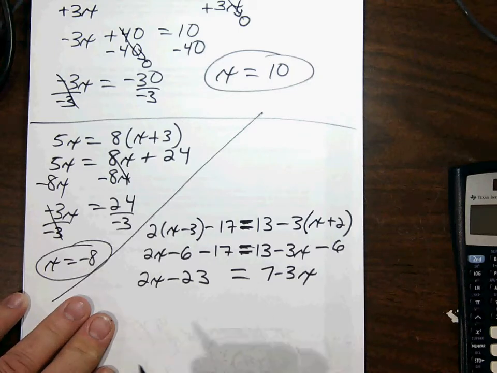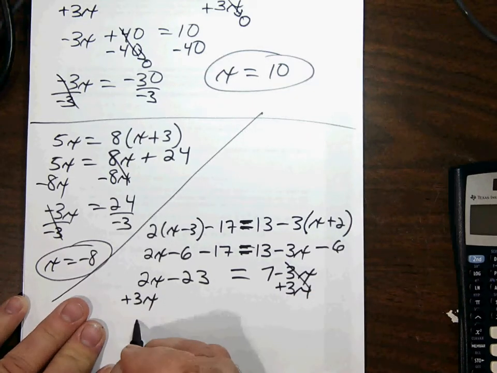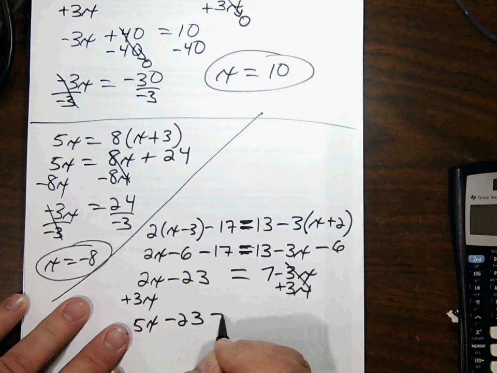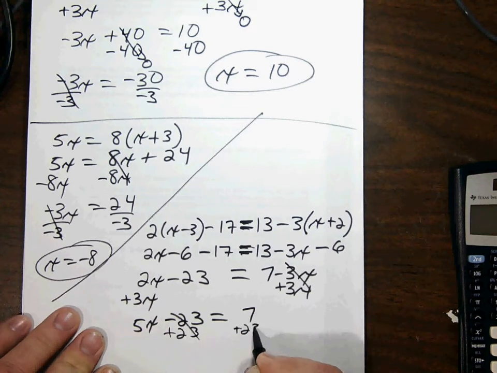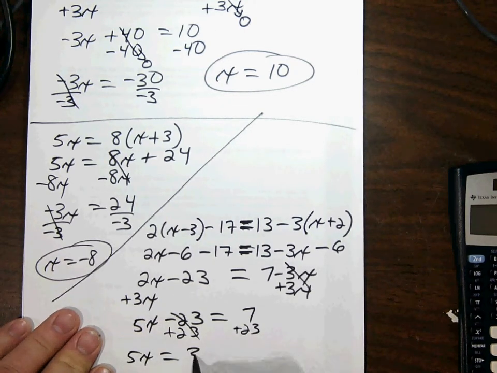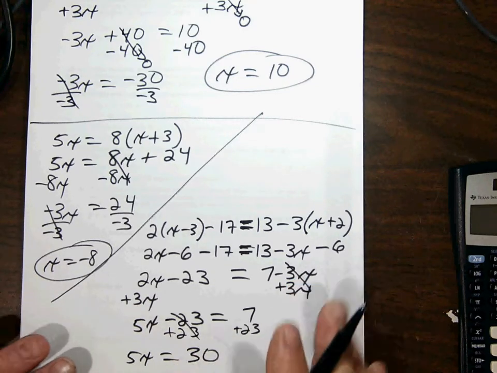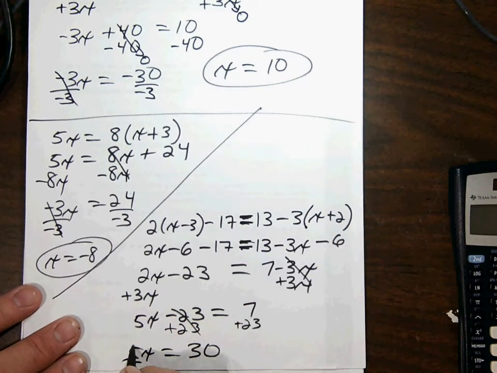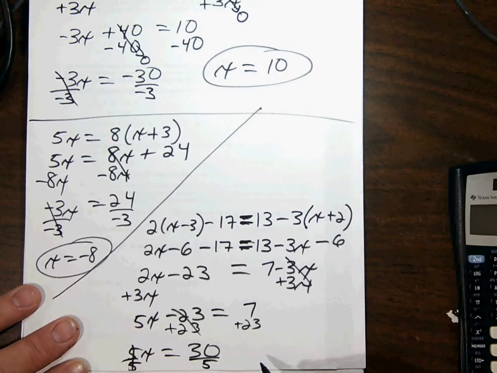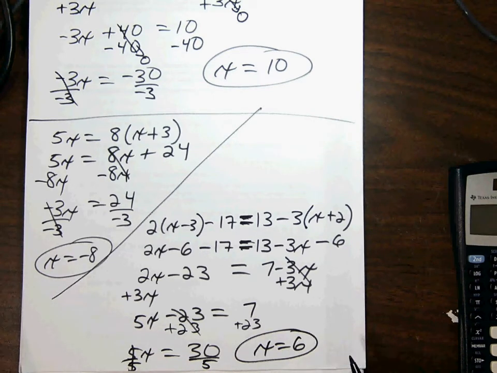Let's put the x's on one side, the constants on the other. I'll add 3x to both sides. That'll give me a 5x minus 23 equals 7. Add 23 to both sides. 5x equals 30, okay? And then that last step now, I'm going to divide by that 5. Yeah, well, I can sneak in divide by 5 and divide by 5 right there. X equals 30 divided by 5. X equals 6. Okay?